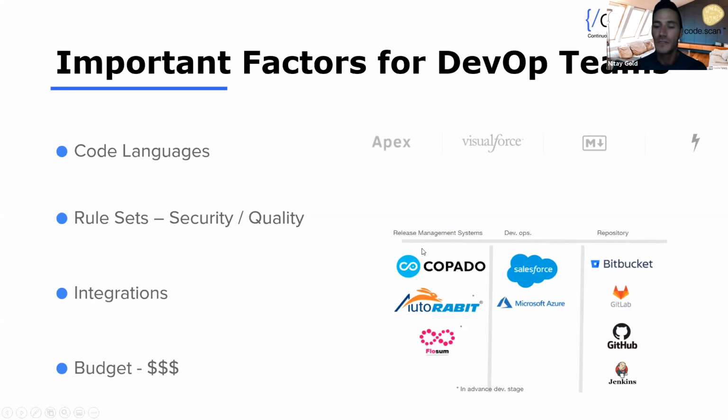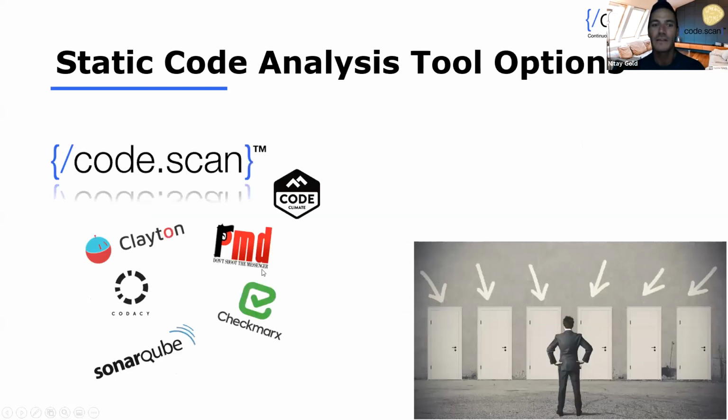So we touched on that. We do have an integration to Copilot, AutoRabbit, and Flosum is in the works, and of course the repository is here. So you want to make sure that the static code analysis is integrated into your platforms. And the last thing, like anything in life, is about the budget and the money. There are many static code analysis tools out there. Probably you've heard some names here: PMD, CodeClimate, CodeScan, Clayton, Checkmarx, SonarQube, and many others. In the following slides, we'll just show a few of the differences between the tools. Cool?